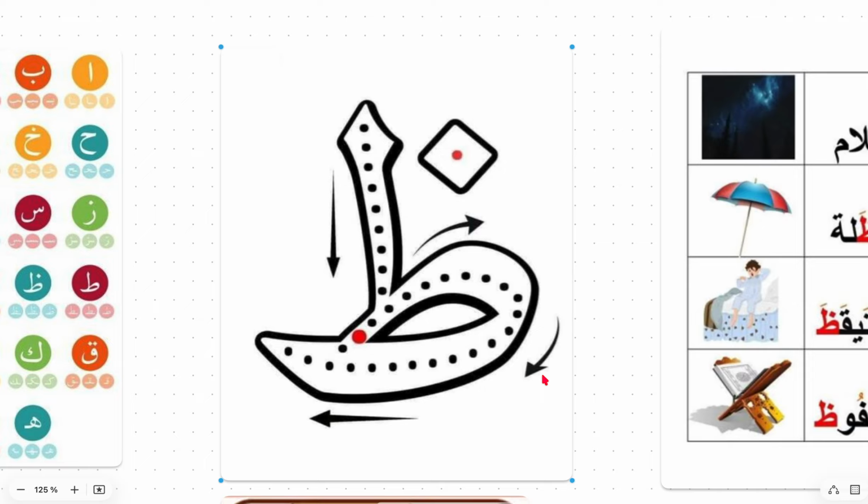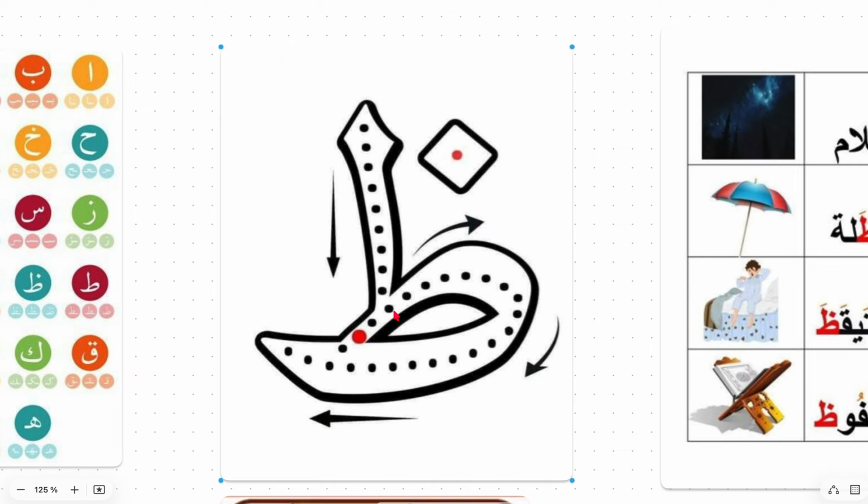Today we are going to learn a new letter from the Arabic alphabet. It's the special and beautiful letter Dha. The letter is Dha, Dha, Dha. Okay. Let's start our lesson step by step.